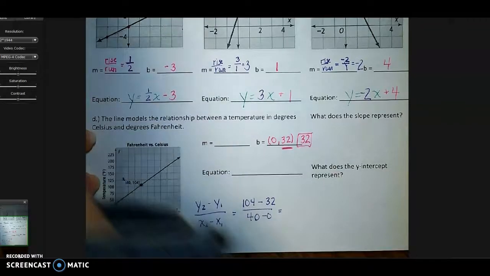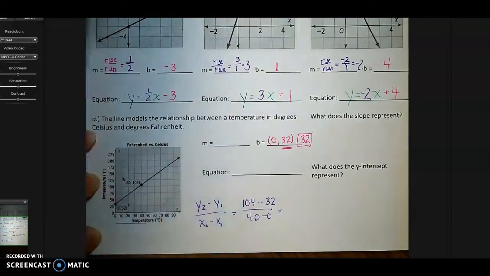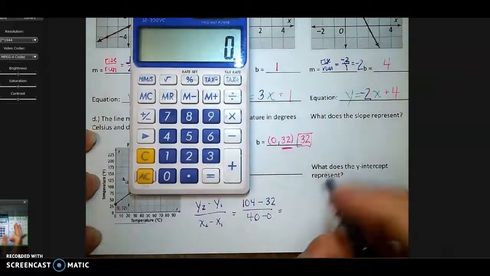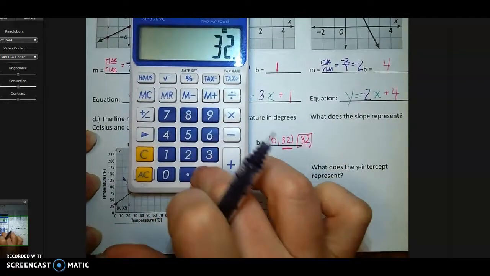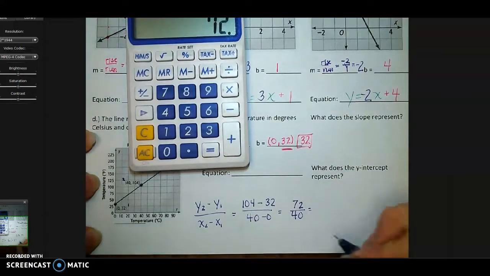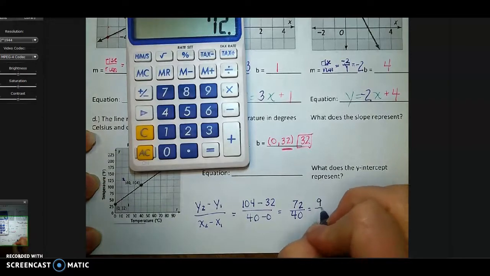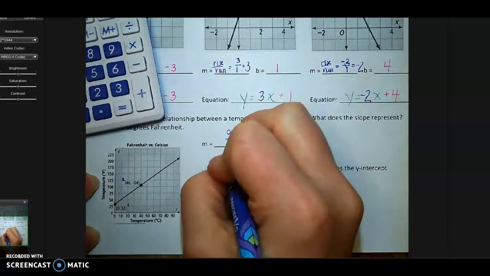When I subtract these, I get 40 minus 0 is, of course, 40. And 104 minus 32 is 72. You'll notice you can reduce those. You can divide those both by 8, and so you will get 9/5. So that means my slope is 9/5.